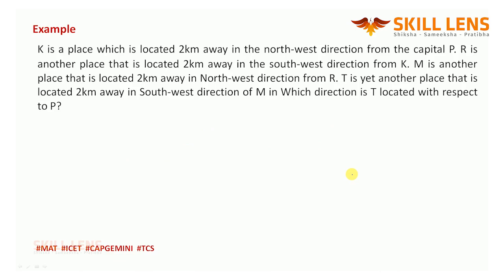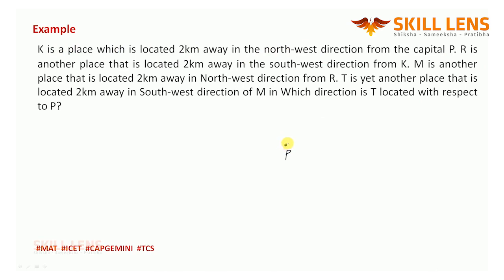K is a place which is located 2 kilometers away in the northwest direction from the capital P. Okay, let's say capital P is a city. Let's take this is capital P. From this particular point, K is a place located 2 kilometers away northwest.